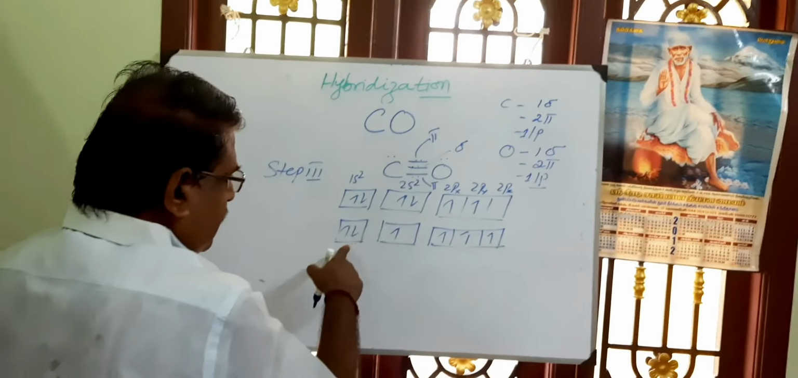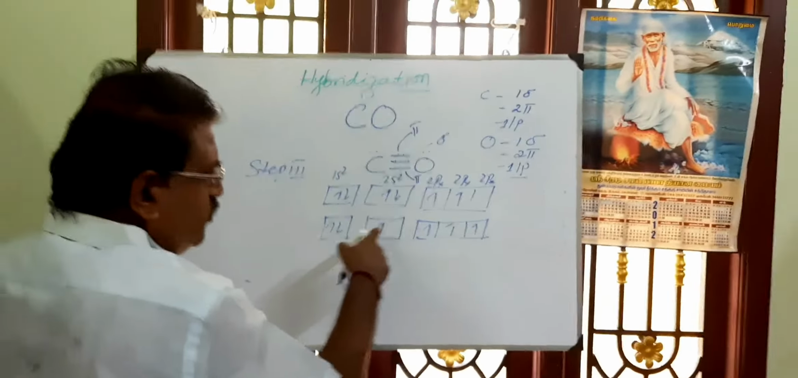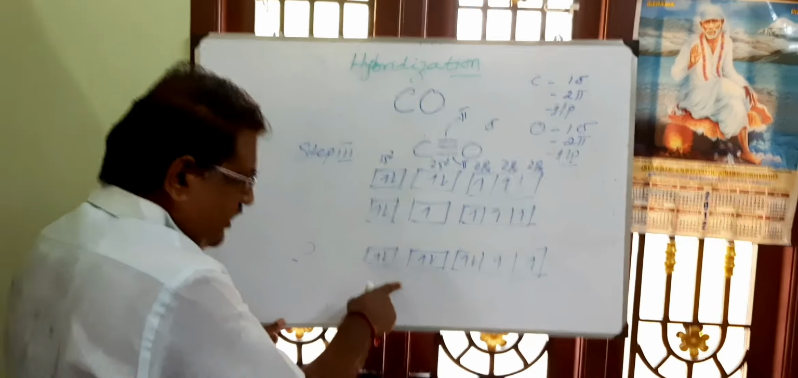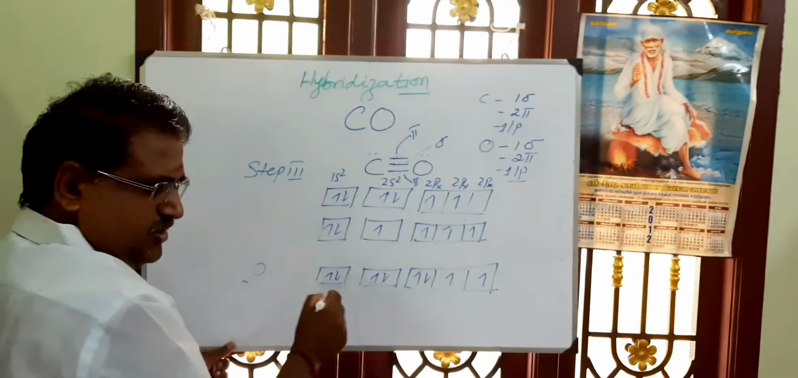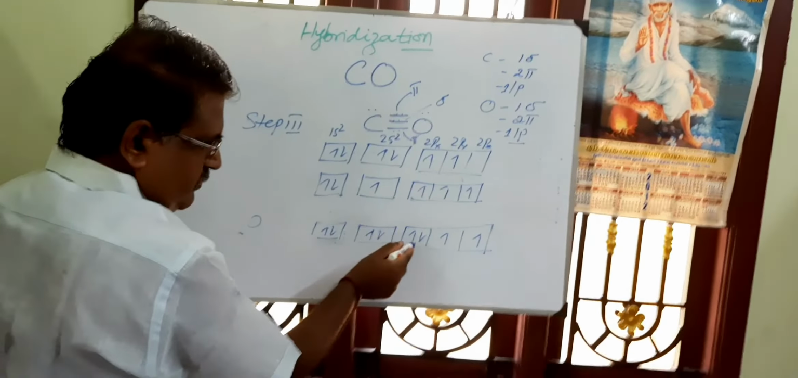Now, according to this configuration, we don't have the lone pair electrons. So how do we get them? Now consider the oxygen. The ground state of oxygen is 1s2, 2s2, 2p4. The ground state and excited state electronic configurations of oxygen are the same. Now, in order to have this structure, an electron from oxygen is transferred to the carbon.